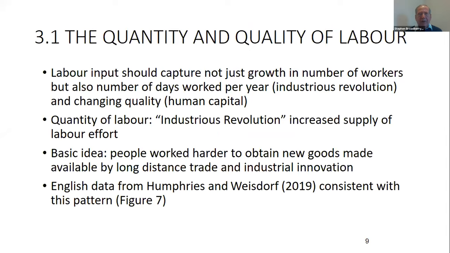Now, the idea of the industrious revolution is that people increased their supply of effort because they wanted to be able to afford the new goods that were being made available as a result of firstly long distance trade. In Europe, goods were coming in from the Far East, silks, spices, and so on, but also from the New World. You have tobacco, sweet corn, and so on. And then domestically, you have industrial innovation, which is producing new goods.